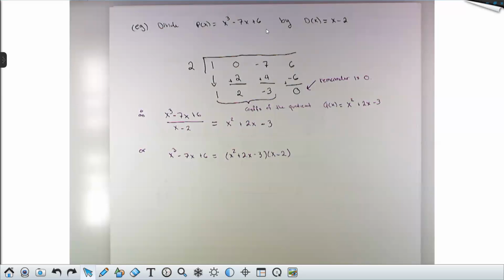Yeah, you're exactly right. So in this case, p of 2 we just learned is 0. And the remainder when we divided p of x by x minus 2 was 0.